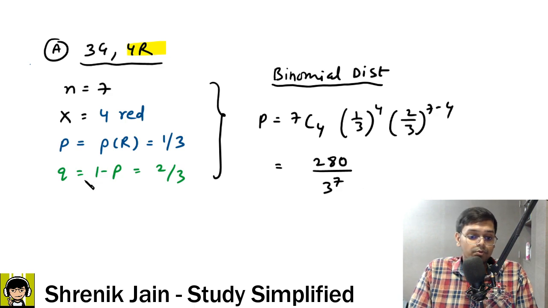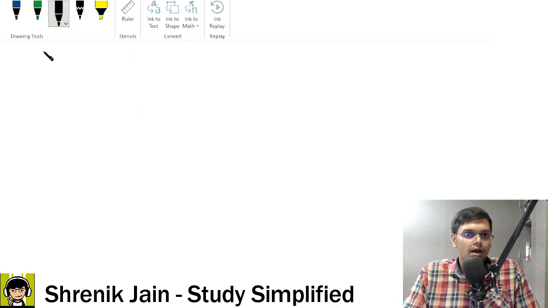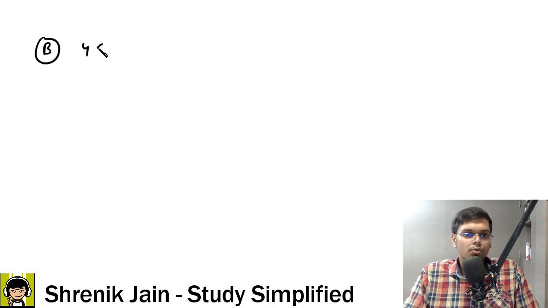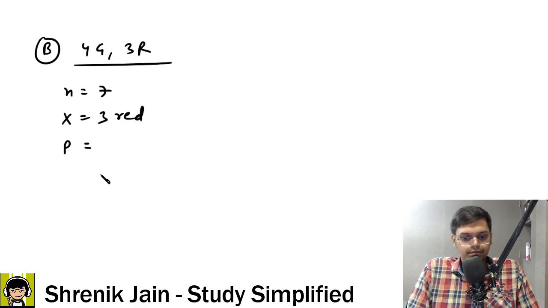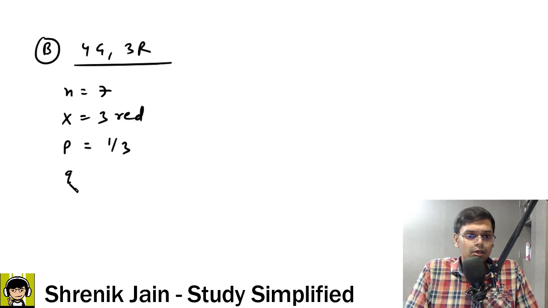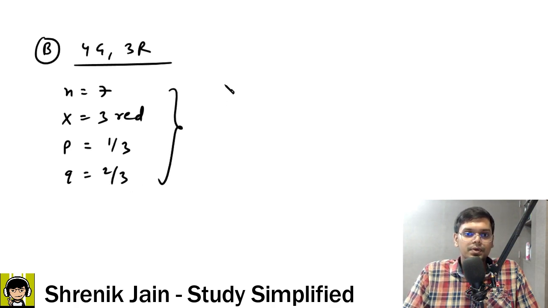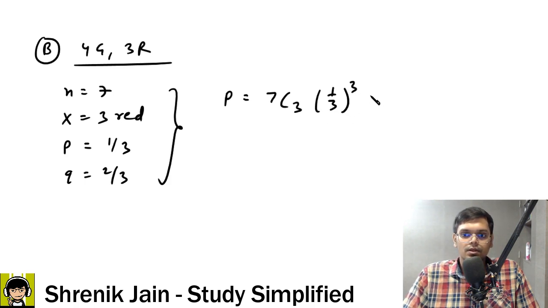Now you have to check for option B also. Understanding everyone how I am solving option by option. Option B, 4 green 3 red. Since you are saying everything for red, I will choose everything for red. N is 7 and X is 3 red. Then P is respectively 1/3, Q is 2/3. So as per the binomial distribution, the probability is nCx P to the power x, then Q to the power n minus x. Sir, n is 7, x is 3.